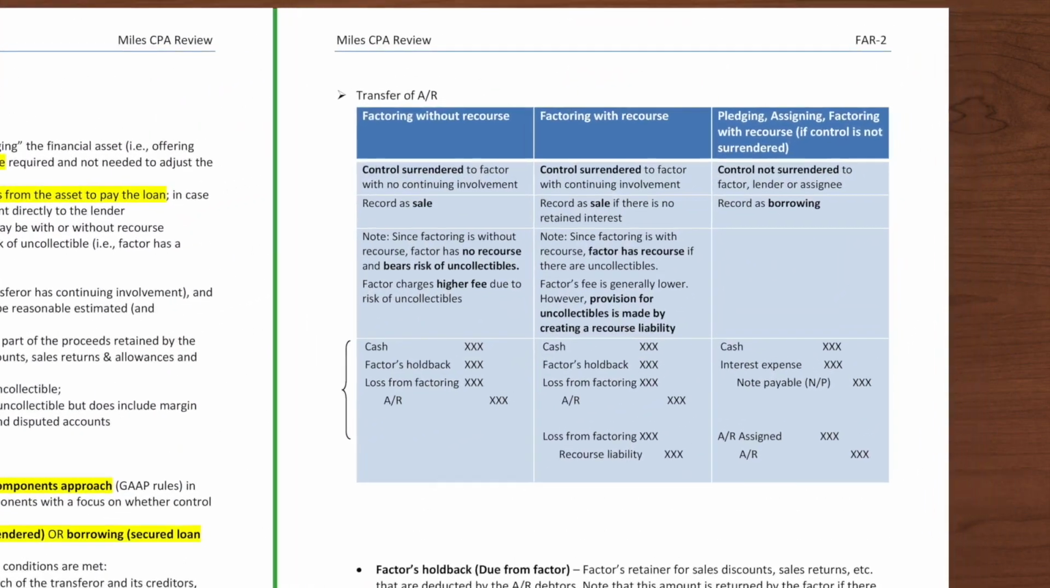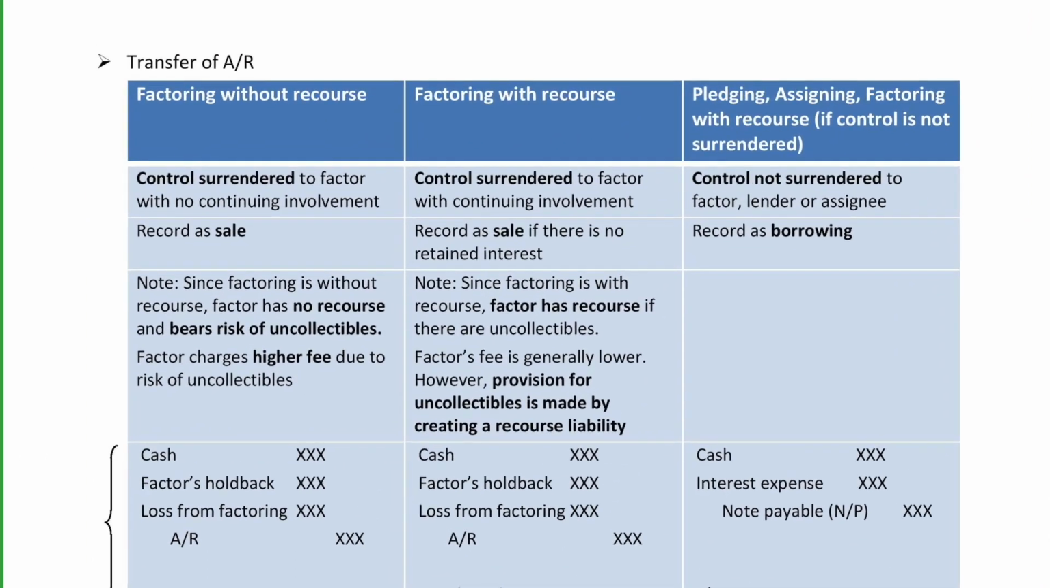Moving on to page 15, we are looking at transfers which may be accounted for as a sale when control is surrendered, or as a borrowing when control is not surrendered. So the first column there, factoring without recourse, highlight control surrendered, highlight sale, and highlight no recourse. The second column looks at factoring with recourse when control is surrendered. So highlight control surrendered, highlight sale, and highlight factor has recourse.